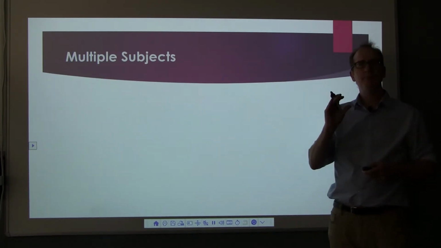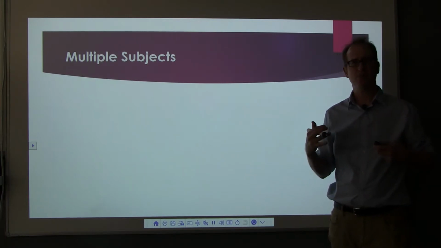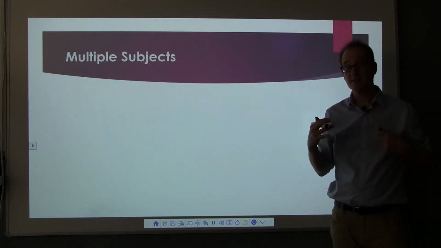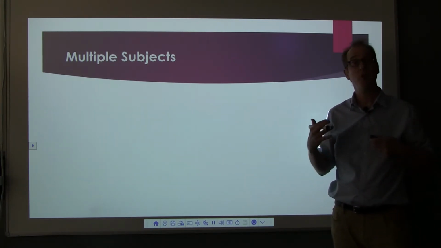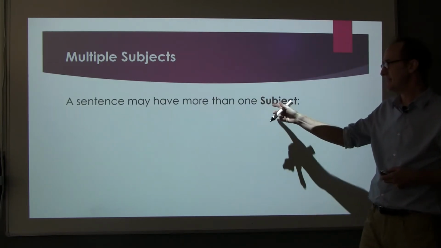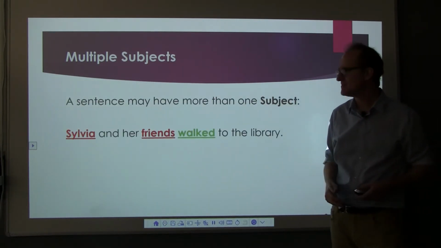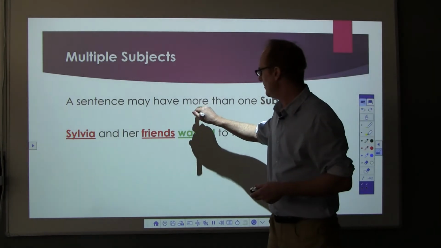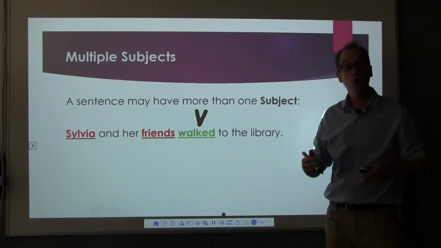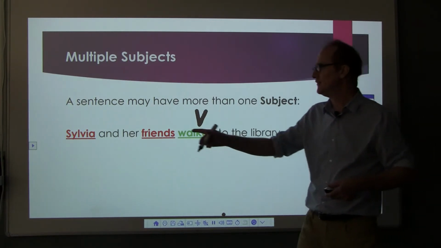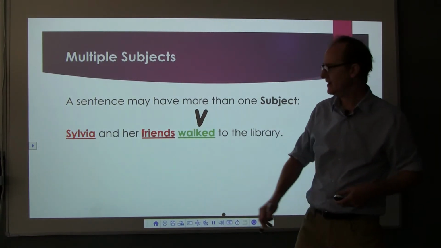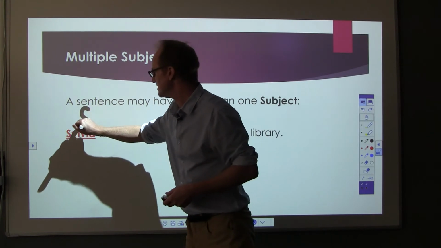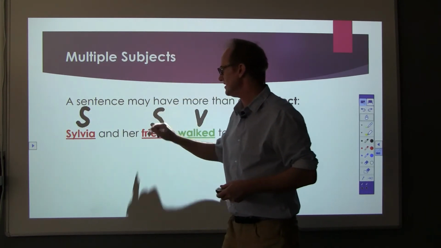Okay. Most of the time, a sentence only has one subject but some sentences can have multiple subjects. So a sentence may have more than one subject. For example, Sylvia and her friends walked to the library. So our main verb is walked. Who or what walked? Sylvia and her friends. Okay? So Sylvia here is a subject, but friends is also a subject.